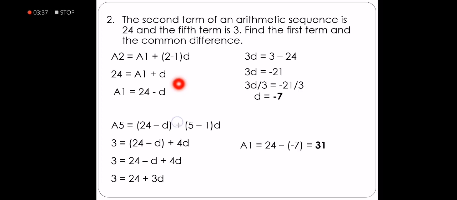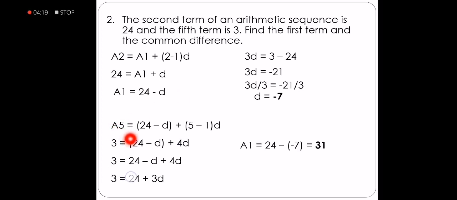So we'll go first with our second term. So a sub 2 equals a sub 1 plus, since n is equal to 2, so that is 2 minus 1 times d. A sub 2 is 24 equals a sub 1 plus 2 minus 1 is 1 times d, and that is d. So ililipat lang natin si common difference, para maiwan si a sub 1, so you have a sub 1 equals 24 minus d.